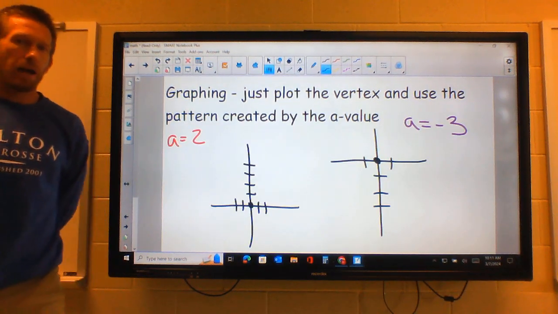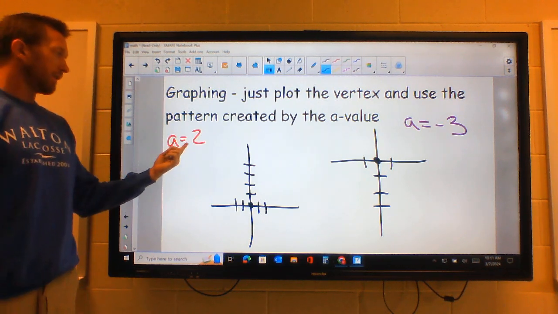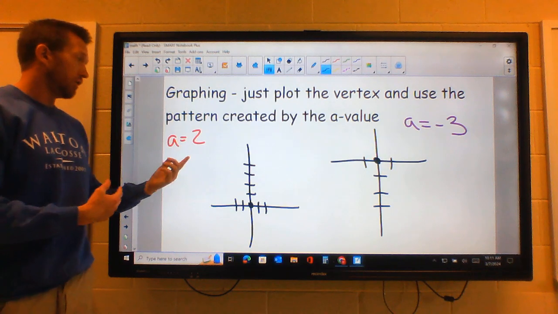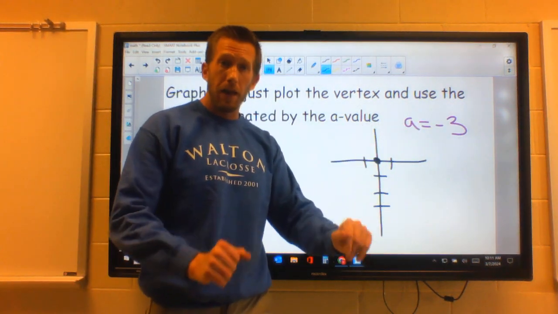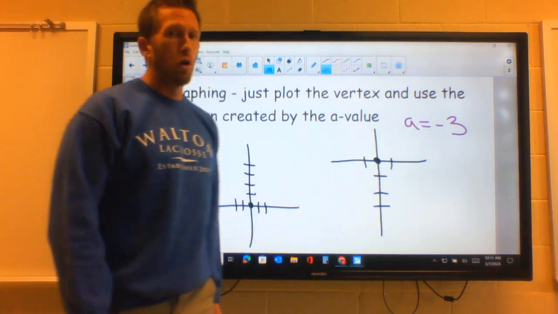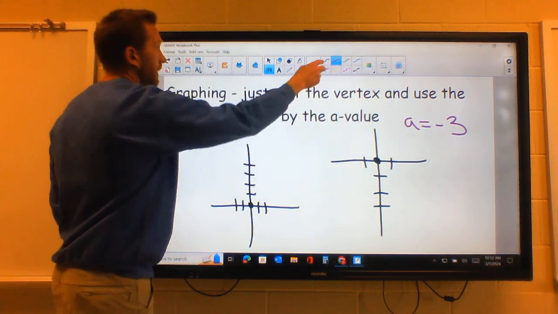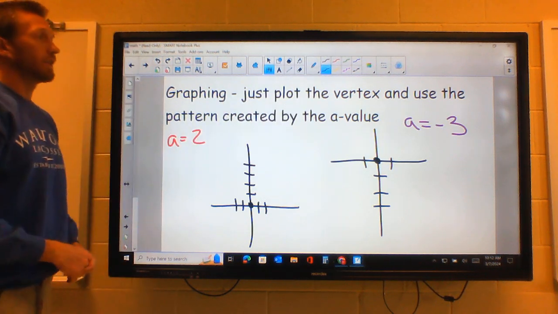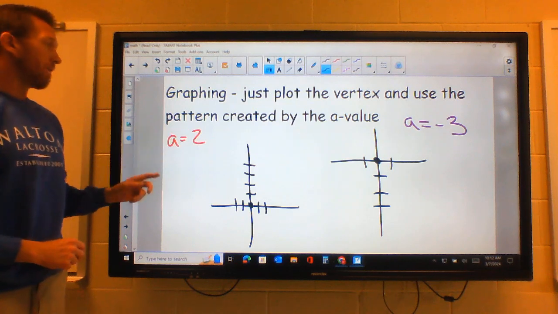All right, I want to copy down now a stretch in each direction. This is going to be a stretch that opens upward, so it's just a stretch of 2. This one's going to be a stretch of positive 3, but it's reflected, so it's going to open downward. Once again, I'm starting with my point at the vertex, my vertex at the origin. Our goal: plot the vertex. We've done that. Use the pattern.